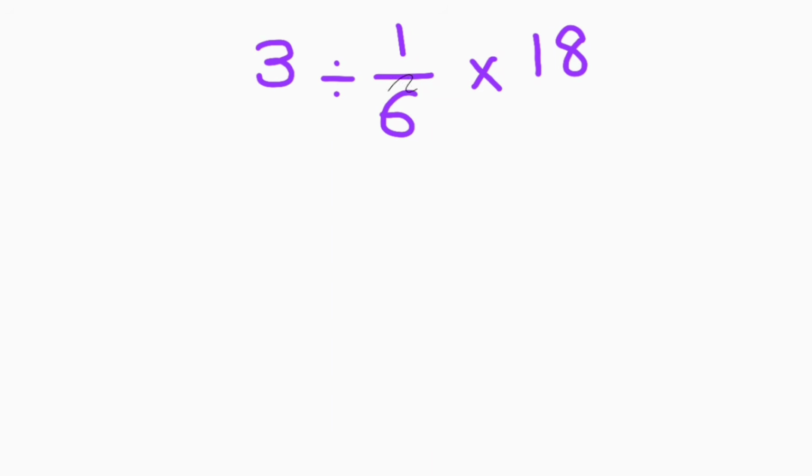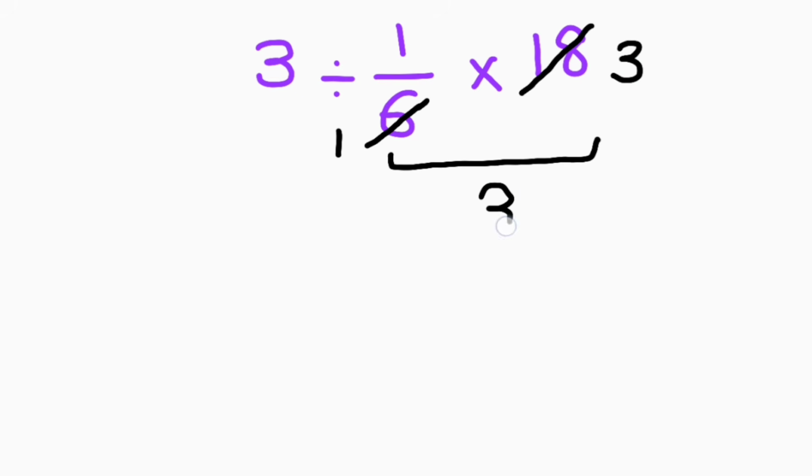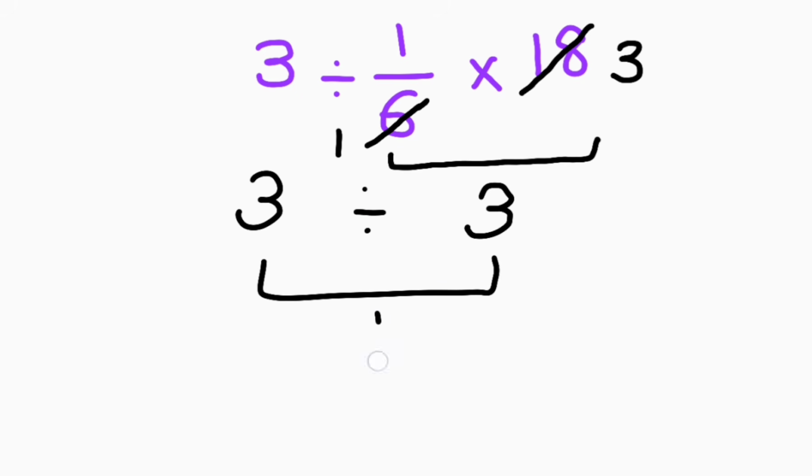3 divided by 1 over 6 times 18. Now, we can easily cancel this 6. 6 divided by 6 equals 1, and 18 divided by 6 gives us 3. Now we have just 3. At the end, 3 divided by 3 gives us 1.